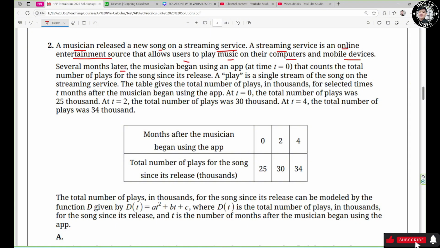Several months later, the musician began using an app at time t=0 that counts the total number of plays for the song since its release. A play is a single stream of the song on the streaming service. The table gives the total number of plays in thousands for selected times 2 months after the musician began using the app. At time t=0, the total number of plays was 25,000. At t=2, it was 30,000. At t=4, it was 34,000. So this table right here.